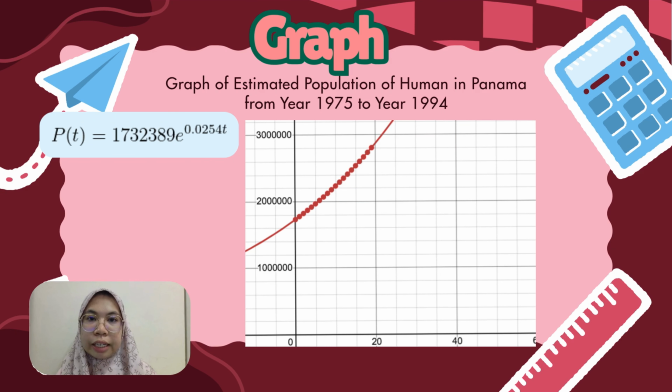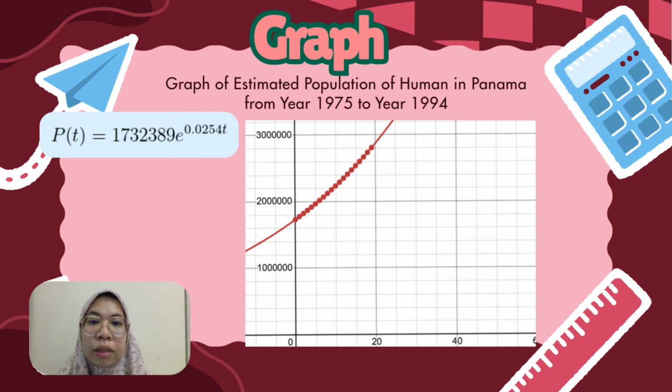Okay, now we will see the graph of the estimated population of human in Panama from year 1975 to year 1994. As we have presented before, the particular solution equation that we got is Pt equals 1732389 e to the power of 0.00254 t. So, based on the equation, we substitute the t value with 1 till 19. As we substitute, we got a new value of y, which we will plot a new graph based on.